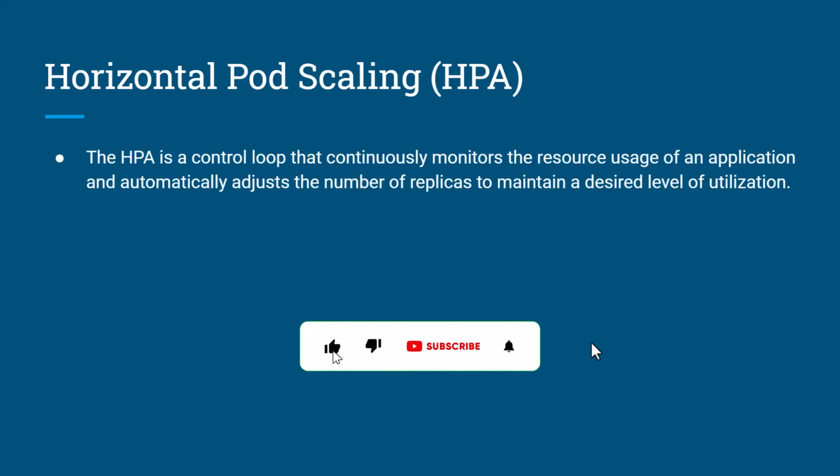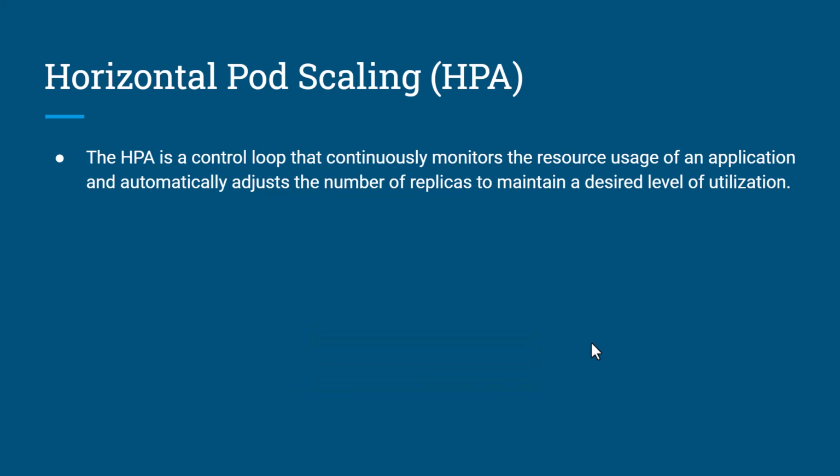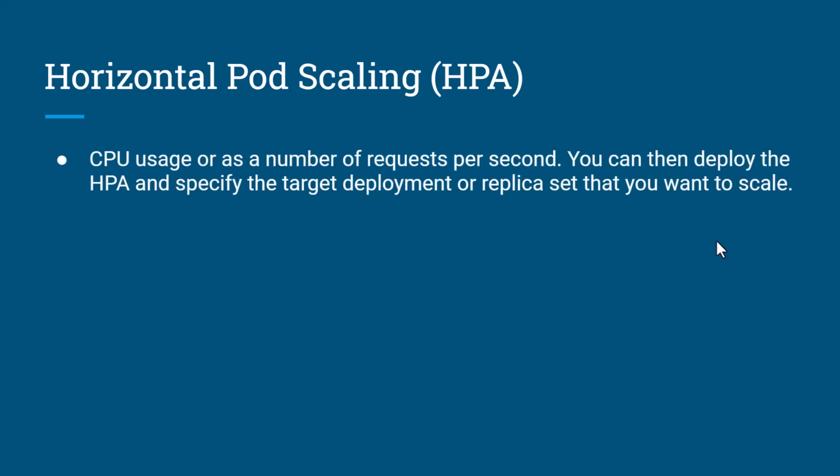The HPA is a control loop that continuously monitors the resource usage, meaning CPU and memory, of your application and automatically adjusts the number of replicas to maintain the desired level of utilization. It means that CPU usage or the number of requests per second is monitored by the HPA, and you can then deploy an HPA and specify the target deployment or replica that you want to scale.